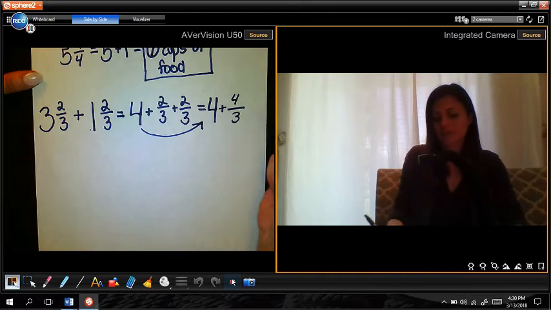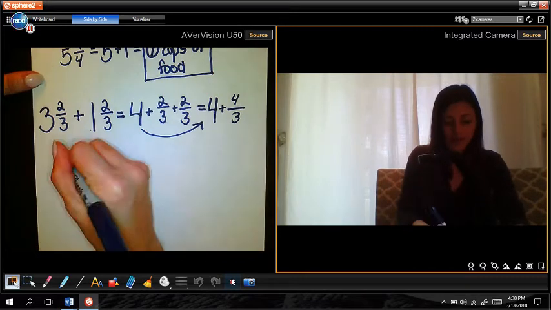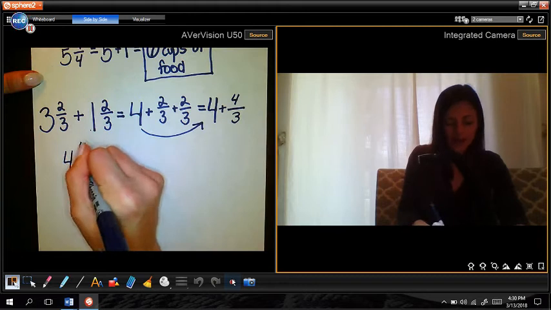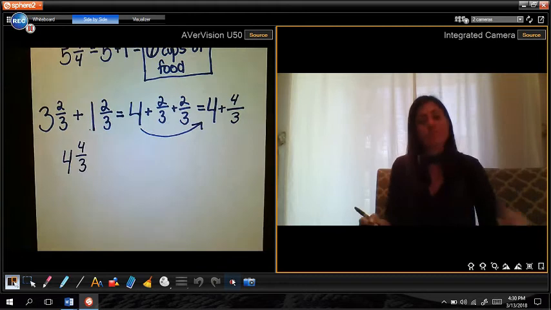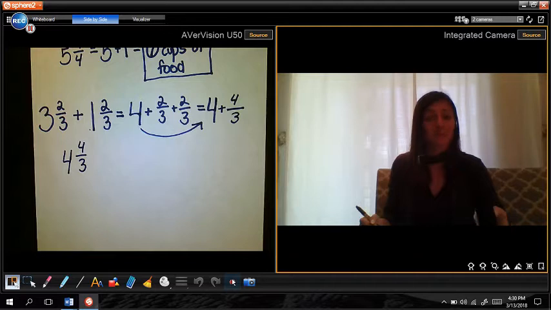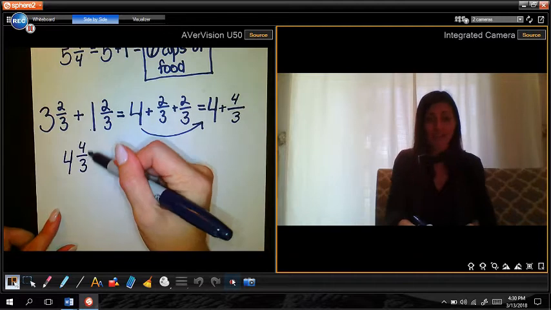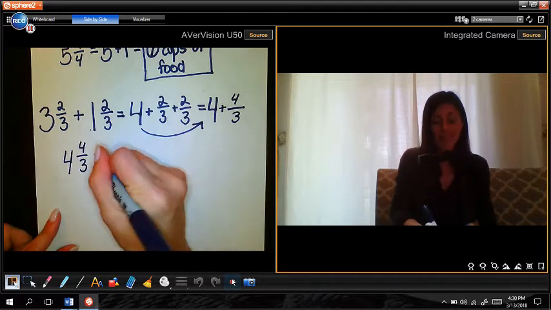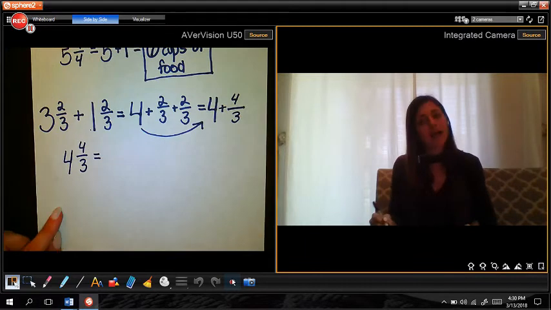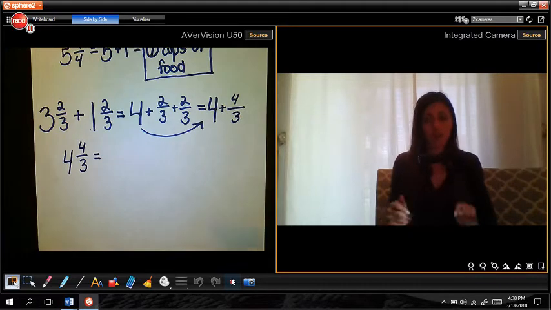That's 3. So now I end up with 4 and 4/3 as my answer. But I don't want to leave any piece of my answer in improper form. So I'm going to decompose this. Now we've been practicing decomposing. First thing we do is separate out our wholes. So we know we already have 4 wholes.